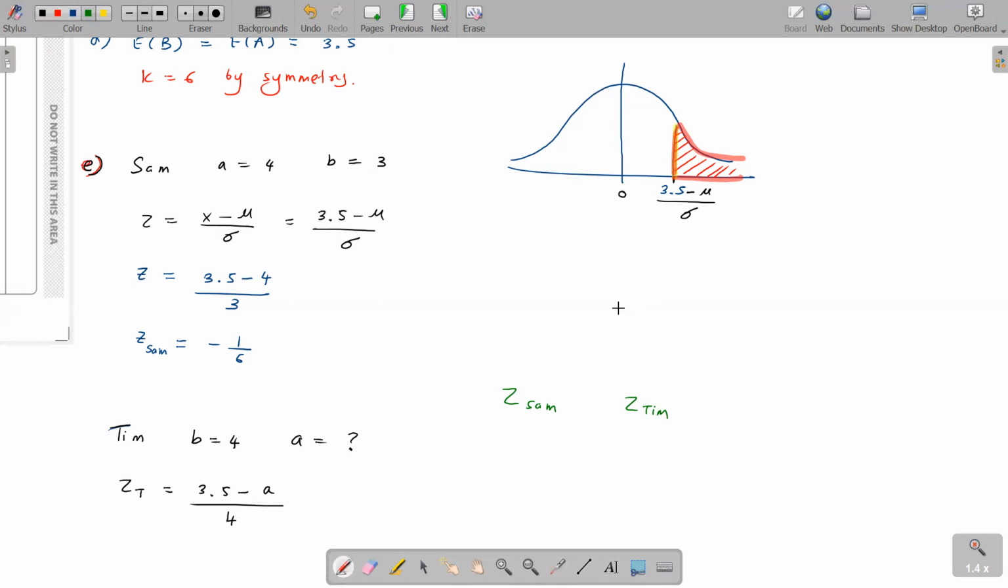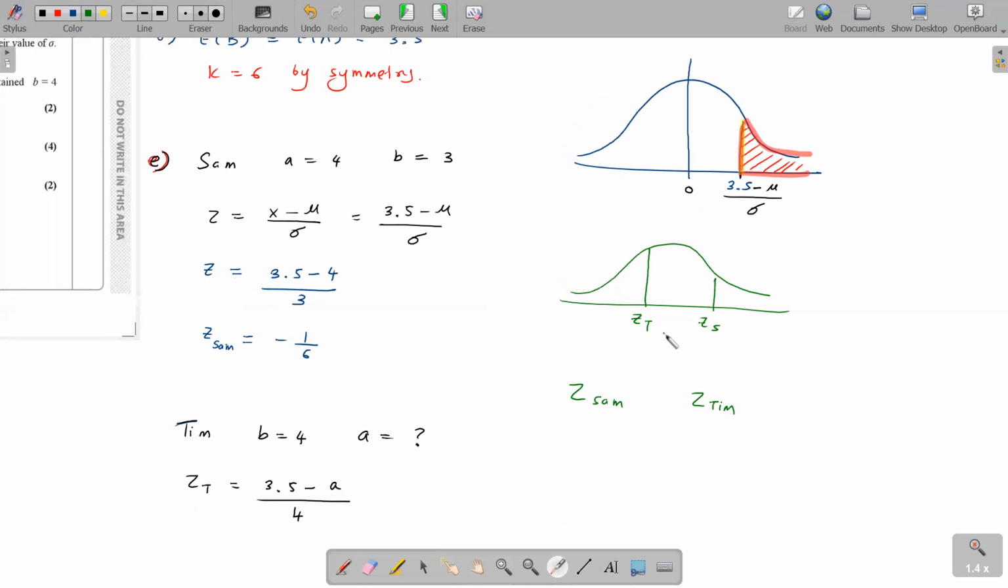Are you with me? If Sam's z value is over here, and Tim's z value is over here, then the probability of x greater than 3.5 for each of them has different z values. Why are the z values different for a constant value of x equals 3.5? Because they have different mean and sigma. The mu and sigma are changing. That's why the z values are changing.